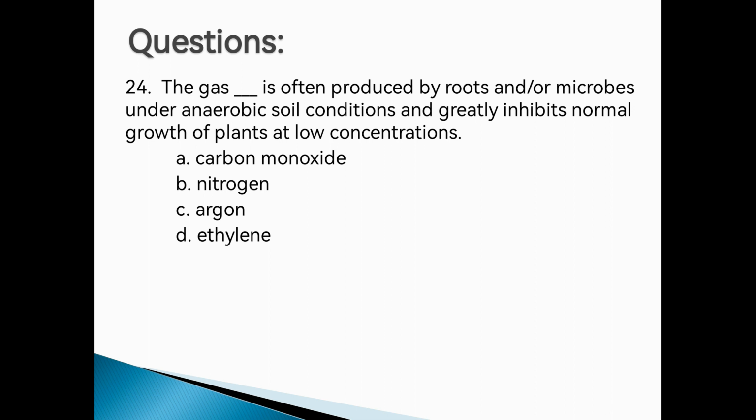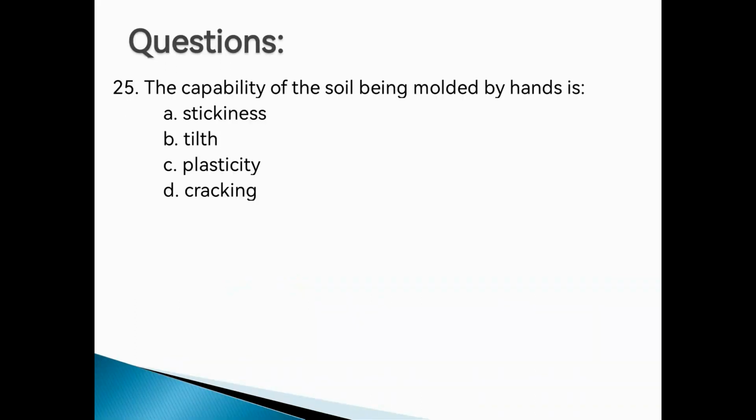Number 24. The gas blank is often produced by roots and or microbes under anaerobic soil conditions and greatly inhibits normal growth of the plants at low concentration. A. Carbon monoxide. B. Nitrogen. C. Argon. D. Ethylene. The correct answer is C. Argon.